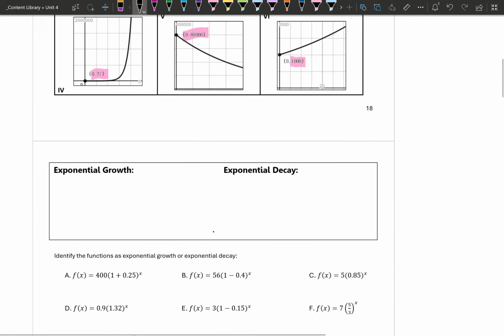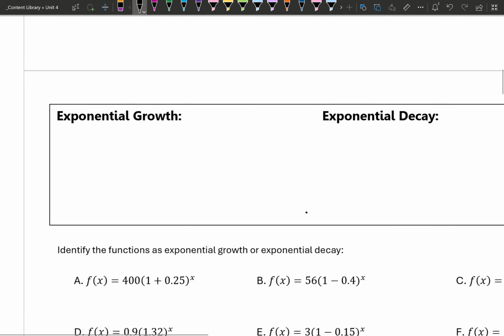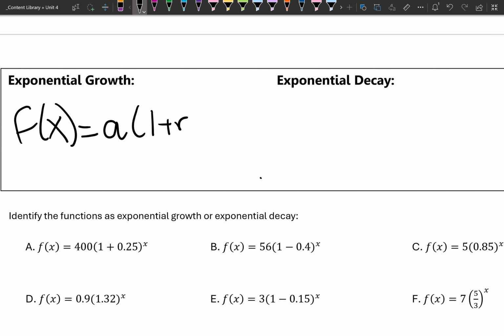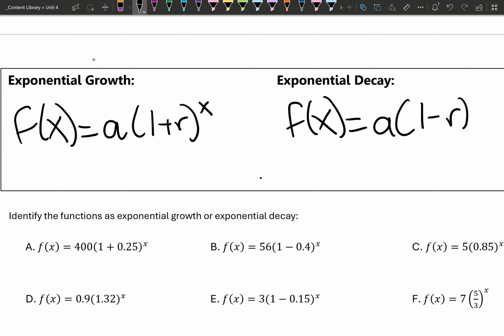What we looked at here are exponential growth and decay equations. Their equations are very similar. There's only one difference. Let's write down the equations and then define some of the variables. For exponential growth, we would have f of x equals a times (1 plus r) to the power of x. Exponential decay, on the other hand, is a times (1 minus r) to the power of x. So growth has a plus, decay has a minus.